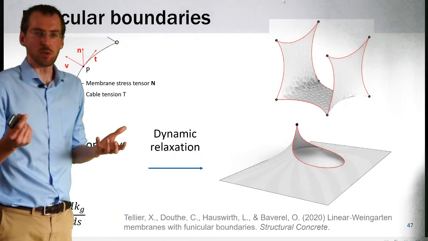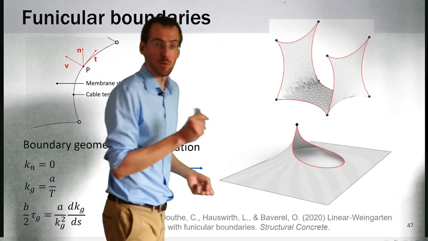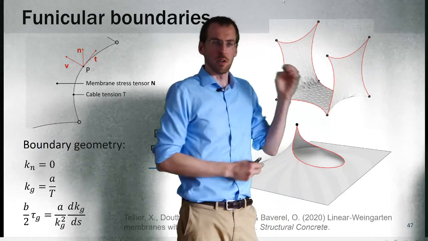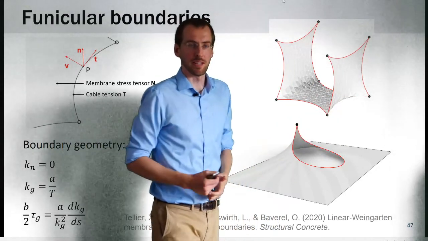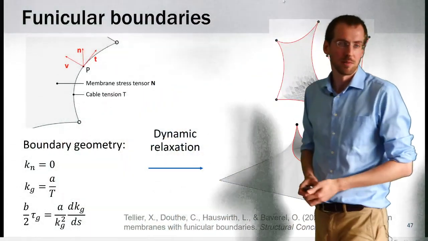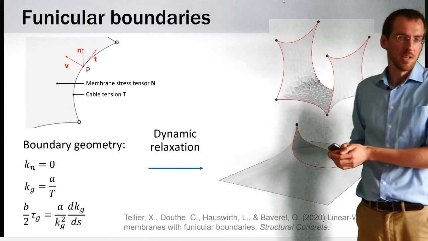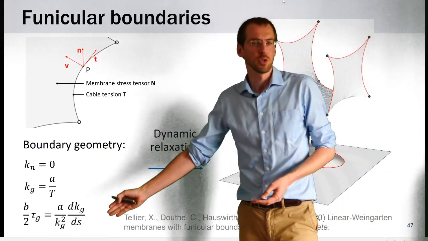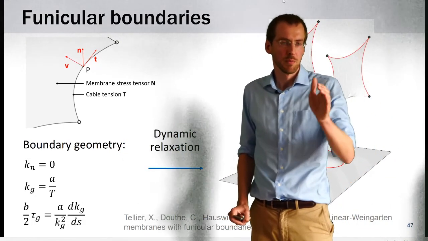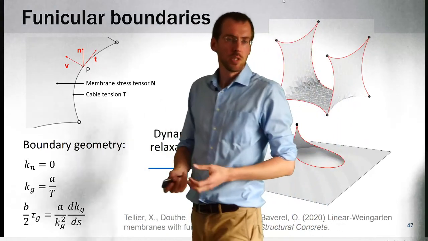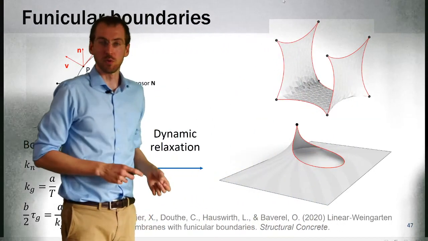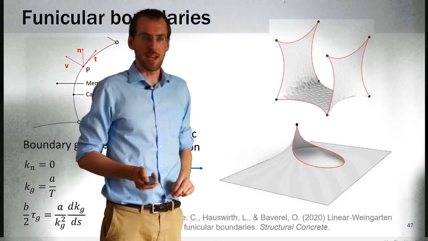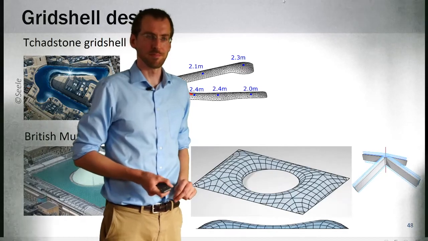Now, as membranes are usually held at their boundaries by cables, you can actually include boundary cables that are compatible with the stress fields of linear Weingarten surfaces. Your geometry must fulfill these specific differential equations on the geometry of the boundary, and by using dynamic relaxation on the boundary curves, you can get shapes. Linear Weingarten tensile membranes held by boundary cables.